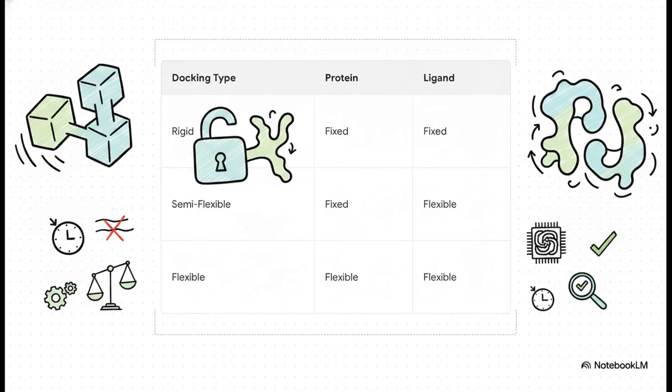On the total opposite end of the spectrum is flexible docking, where both molecules can change their shape. This produces highly accurate predictions, but it eats up massive computational resources. So right in the sweet spot, we have semi-flexible docking. The protein lock remains fixed, but the ligand key is allowed to shift and adapt its shape. This is the most commonly used approach today, simply because it strikes that perfect balance of accuracy and efficiency.